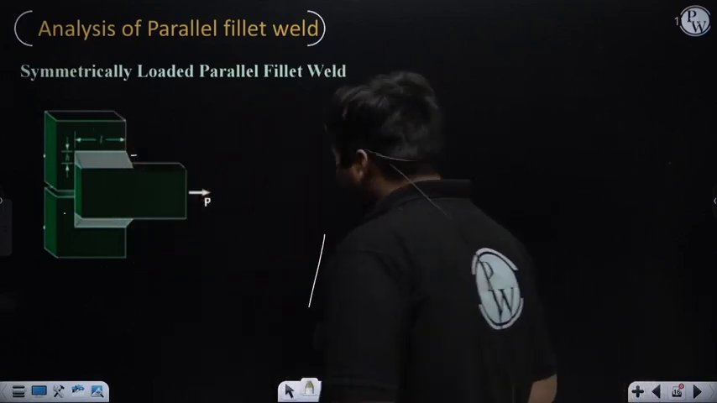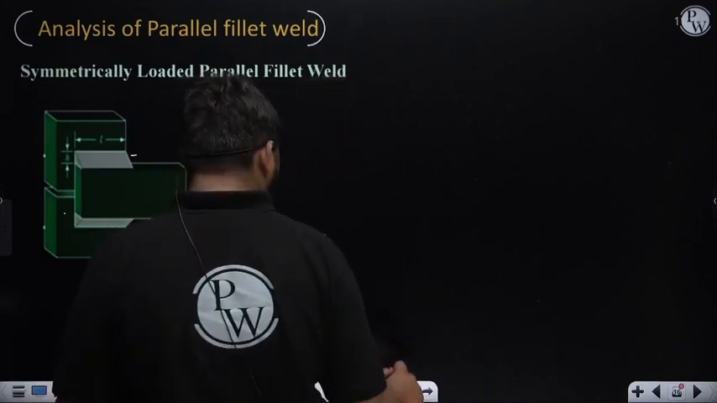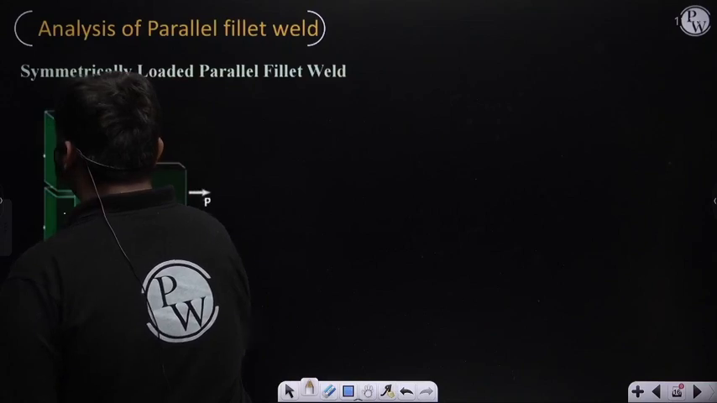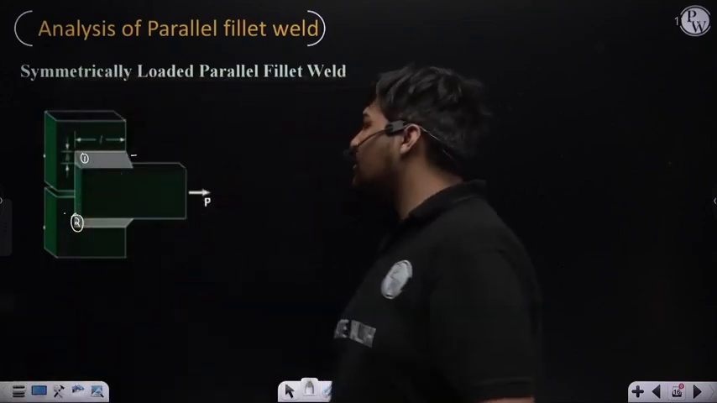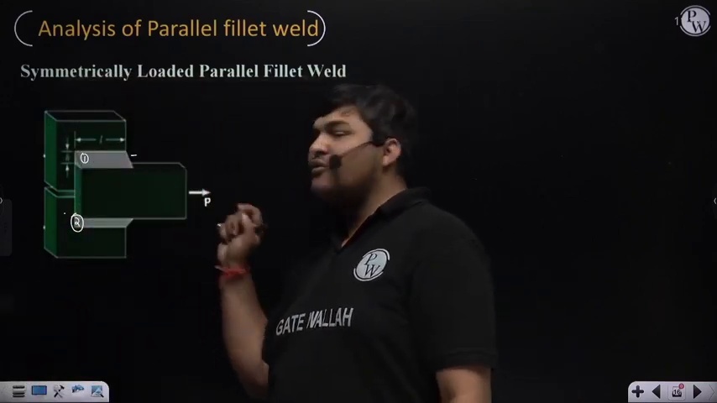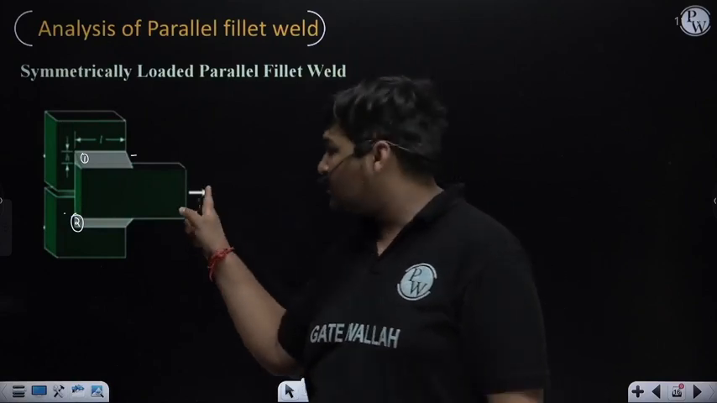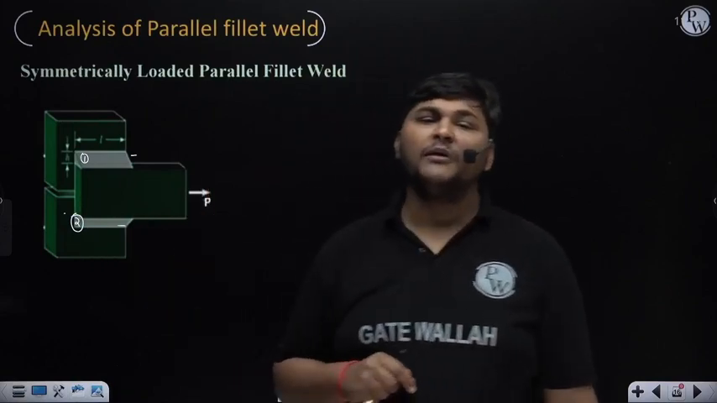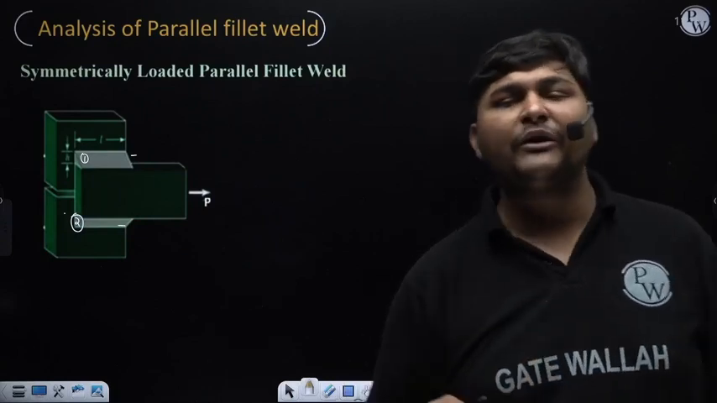What it means? Suppose this top weld is weld 1 and this bottom weld is weld 2. Both welds are parallel fillet welds. If you see the length of weld 1, it is parallel to force P, means it is a parallel fillet weld with respect to this load. If you see the length of weld 2, it is also parallel to force P, means it is also a parallel fillet weld with respect to load P.